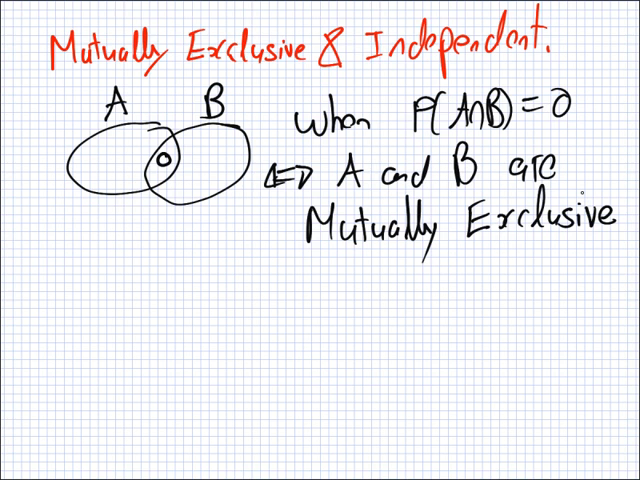I just said what it means. When the probability of A and B equals 0, we say A and B are mutually exclusive. That's the meaning.